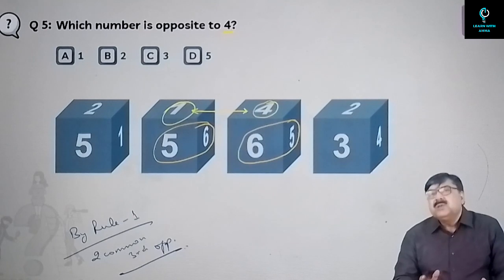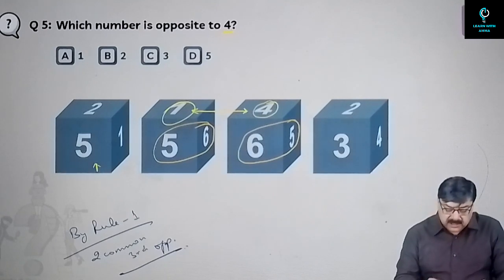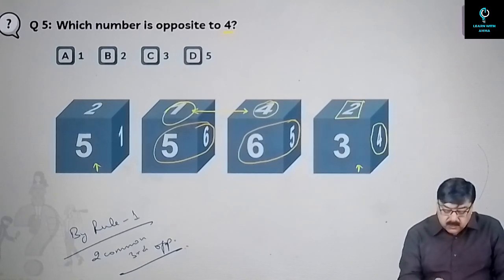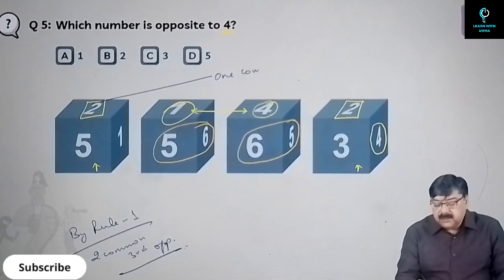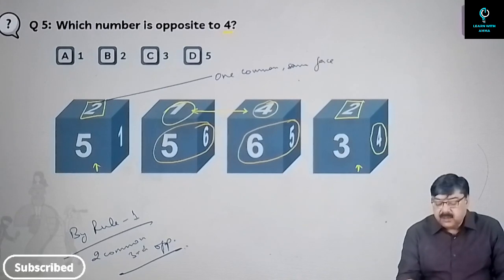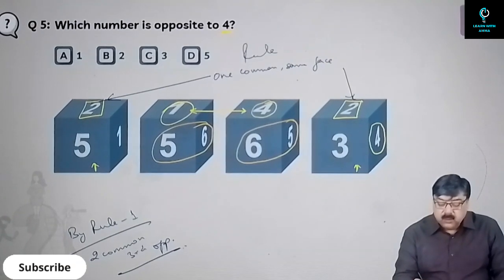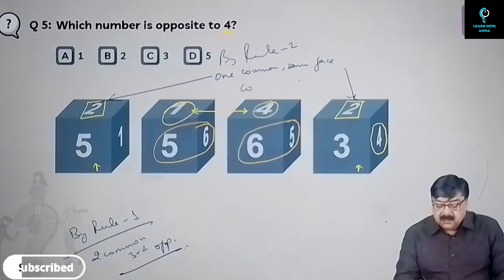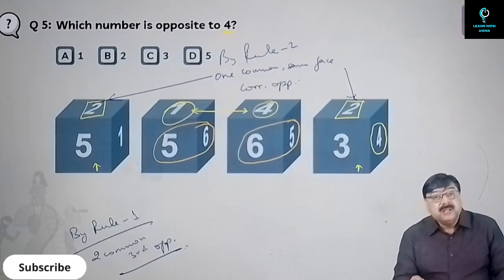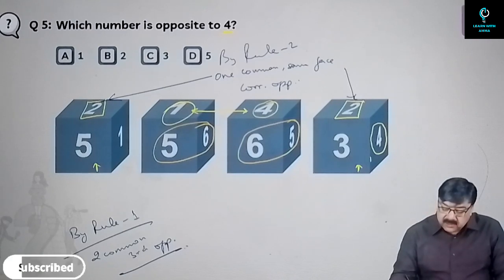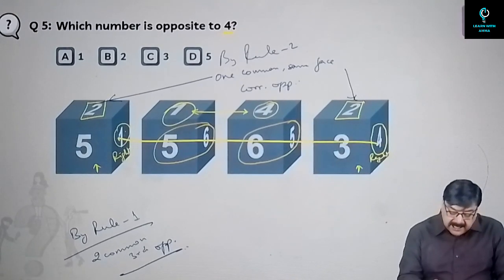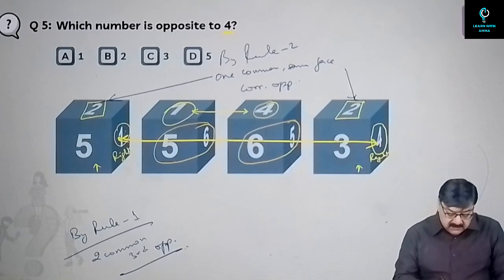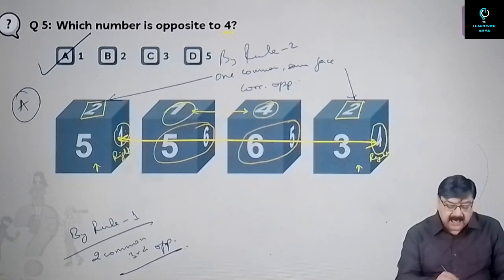Now you could have also used first and fourth diagram. Now how is it so? You find that number 4 is given in the fourth diagram. And then number 2 is common to first and fourth diagram. Which means 1 common and in same face, that is in the top face. Then by rule 2, corresponding faces will always be opposite. So 4 which is on the right side will be opposite 1 which is on the right side here. So using either of these two methods, you should get choice A as the correct answer.